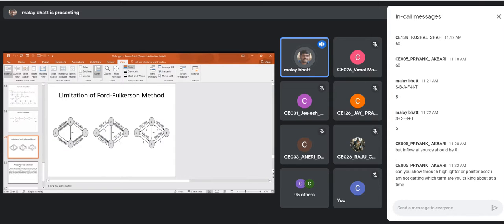Now, what is the limitation of this Ford-Fulkerson algorithm? So now here it is a very good example. When I consider the flow value, you can see the path S to U, U to V, and V to T. I can use only that path, right? That is the path which I can use. S to U, U to V, and V to T. This path I can use.